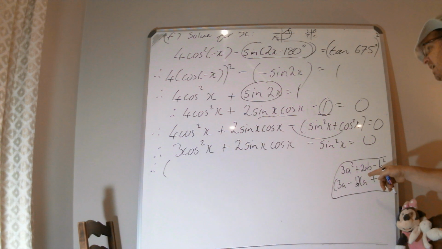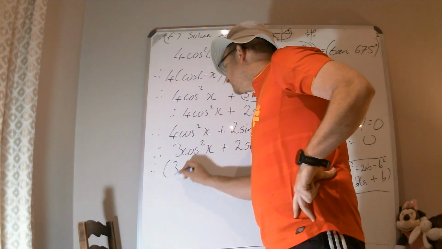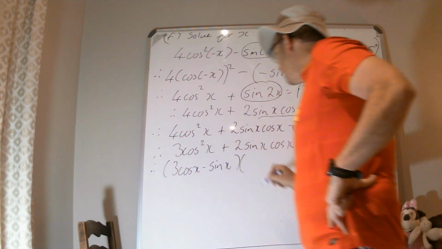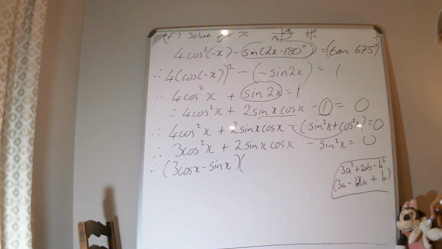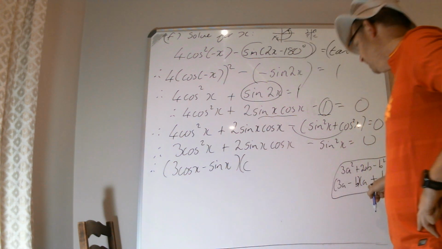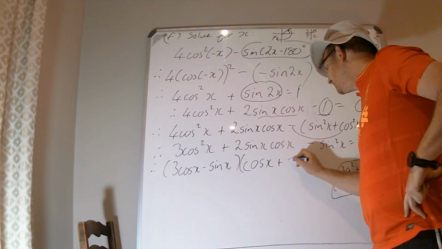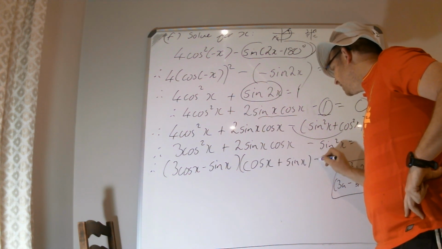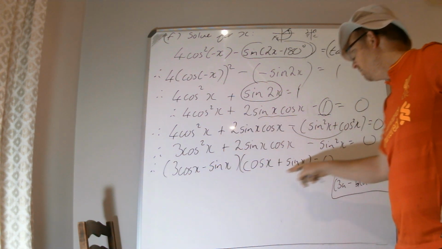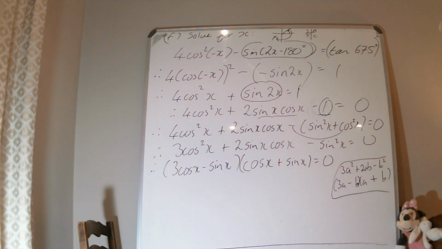This is a moderately hard sum. Using that logic, I get 3 cos x minus sine x, multiplied by, following that pattern, cos x plus sine x, and we know that's 0. Check it if you want. You get 3 cos squared x plus 3 cos x sine x minus sine x cos x, which is 2 sine x cos x. It is lovely and correct.